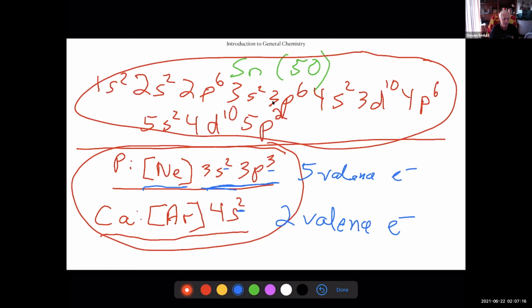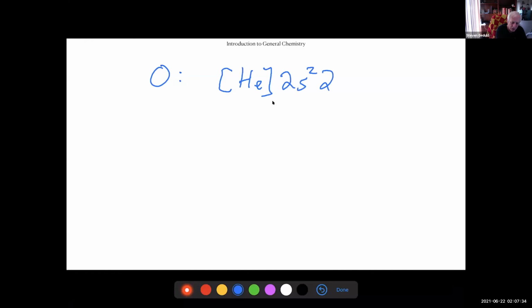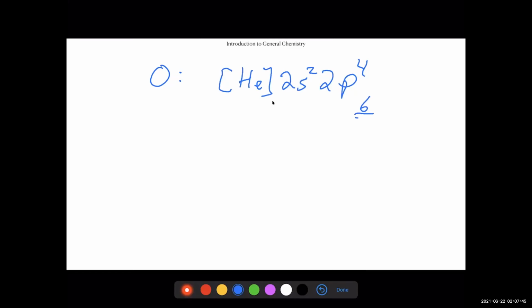So let's go to oxygen. If you go backwards, helium is your nearest noble gas. And then you've got 2s2, 2p4. So how many valence electrons does oxygen have? 6. Perfect. It's exactly what we're going to be using. So oxygen, sulfur, selenium, tellurium, every one of those in that column has 6 valence electrons.